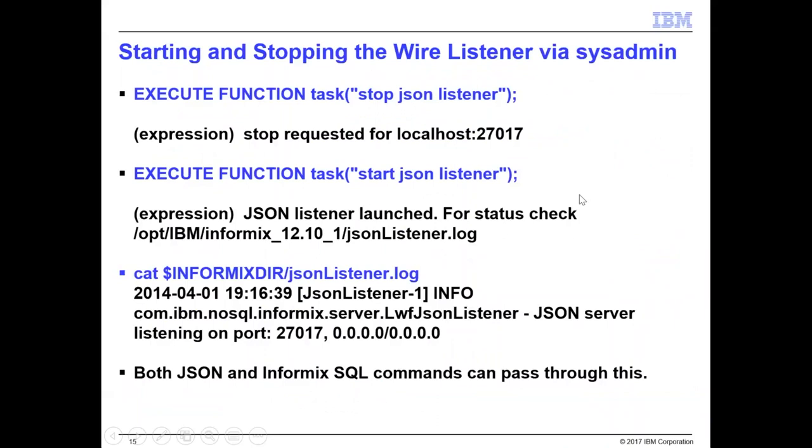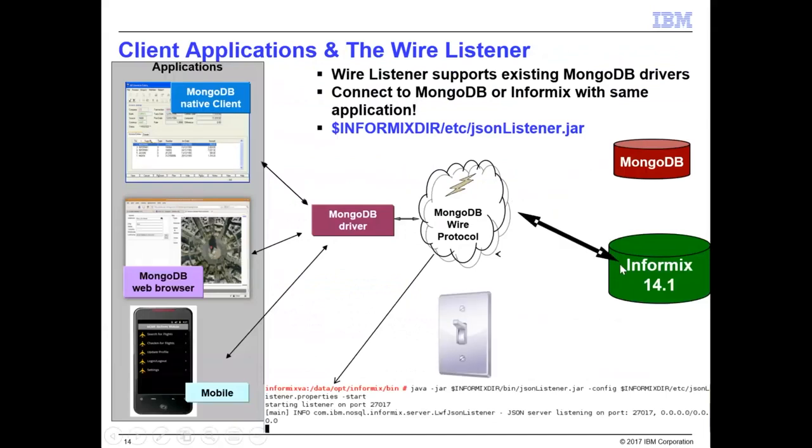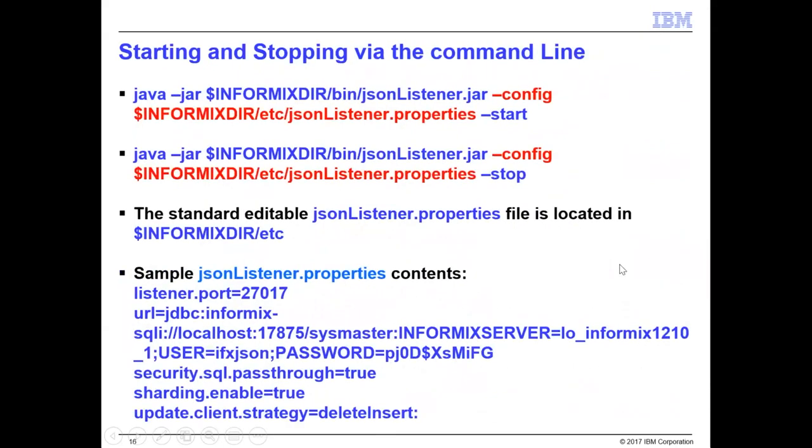So to start and stop your wire listener, it's important to know how to do that. Have a look at the jsonlistener.log. It will put messages in there, such as what you see on the screen, and both JSON and Informix SQL commands go into the log. There are a whole bunch of commands here on the screen to bring in your new configuration and start it up or shut it down.